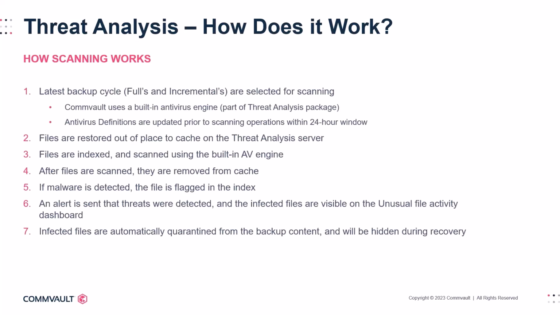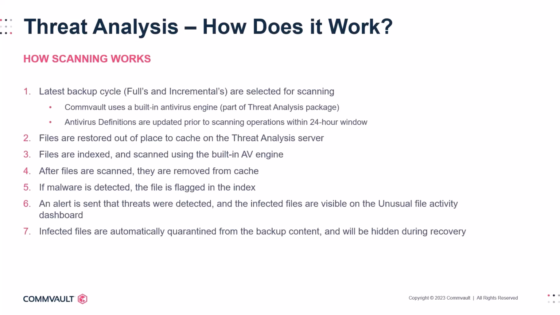Next, files are restored out of place to the index server DM2 cache, indexed, scanned, and removed after the scan completes. If malware is detected, the file is flagged in the index. An alert is sent that threats were detected and the infected files are visible on the Unusual File Activity dashboard. Infected files are automatically quarantined from the backup content and will be hidden during recovery.